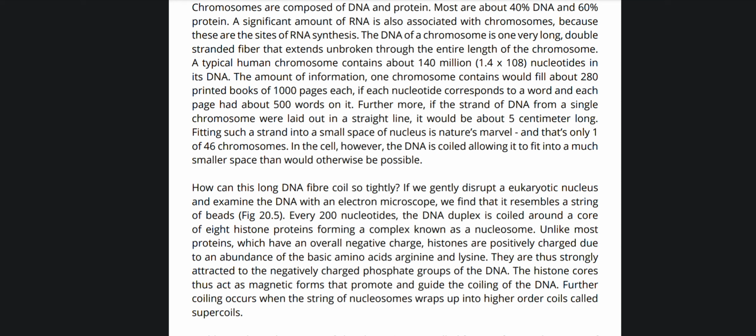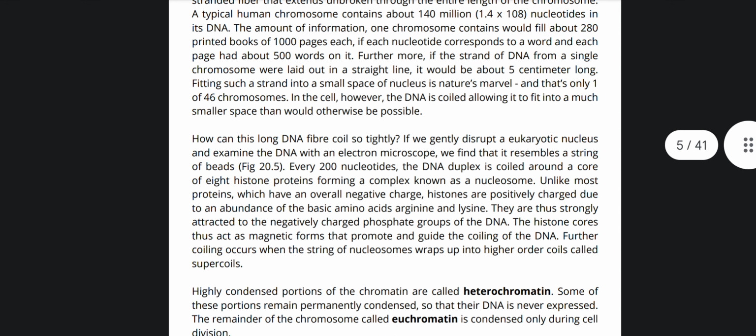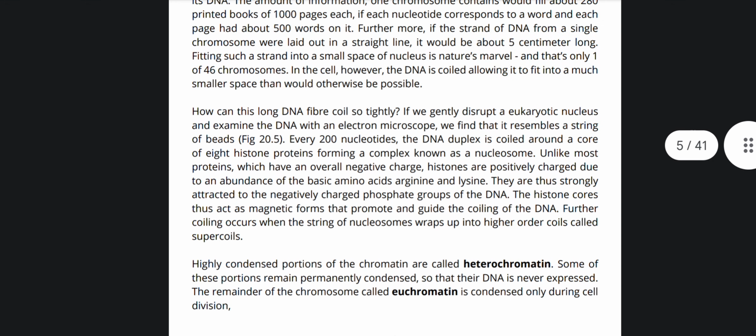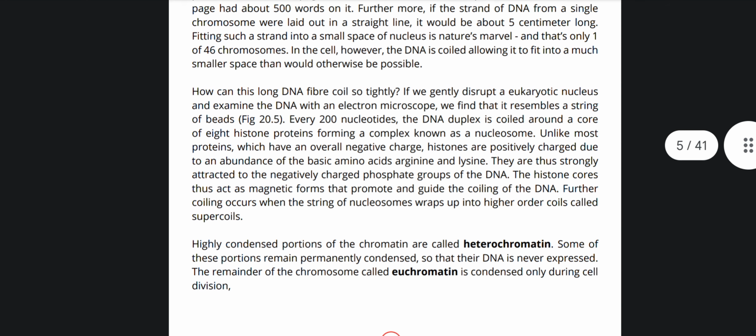Furthermore, if the strand of DNA from a single chromosome were laid out in a straight line, it would be about 5 cm long. Fitting it into a small nucleus is nature's marvel, and that is only one of 46 chromosomes. In the cell, however, the DNA is coiled, allowing it to fit into a much smaller space than would otherwise be possible. How can this long DNA coil so tightly?